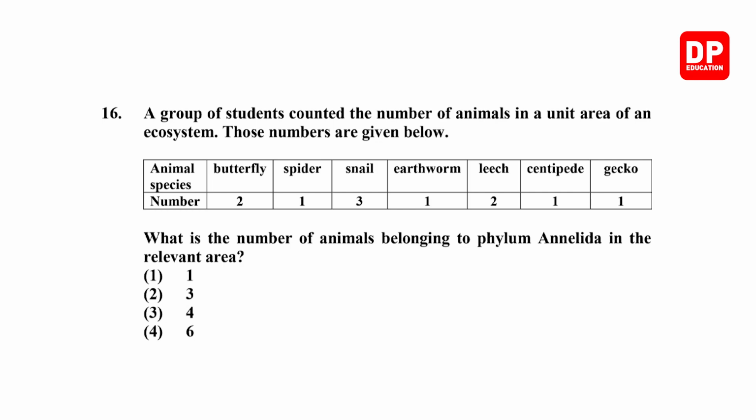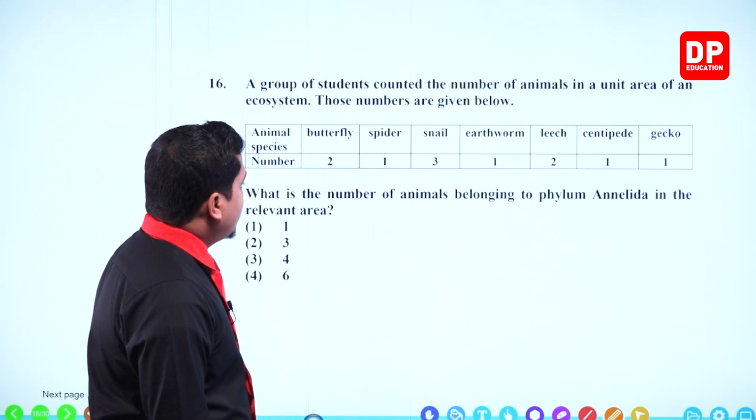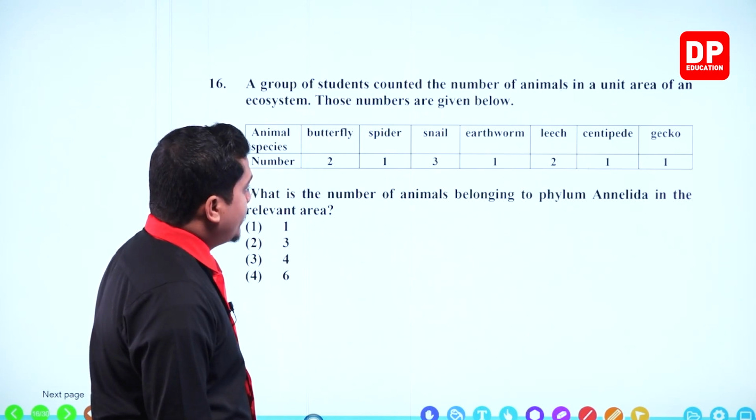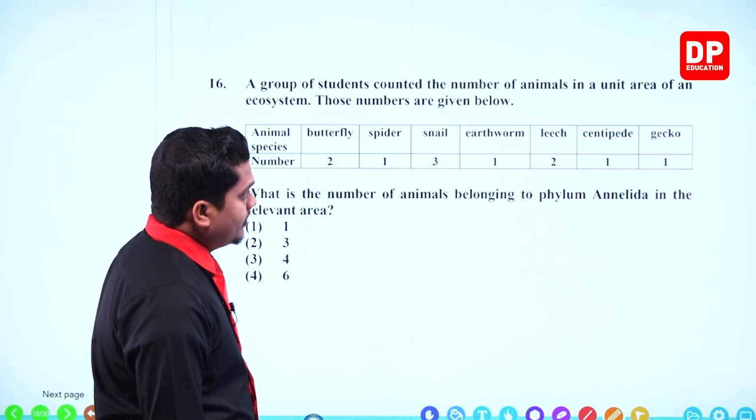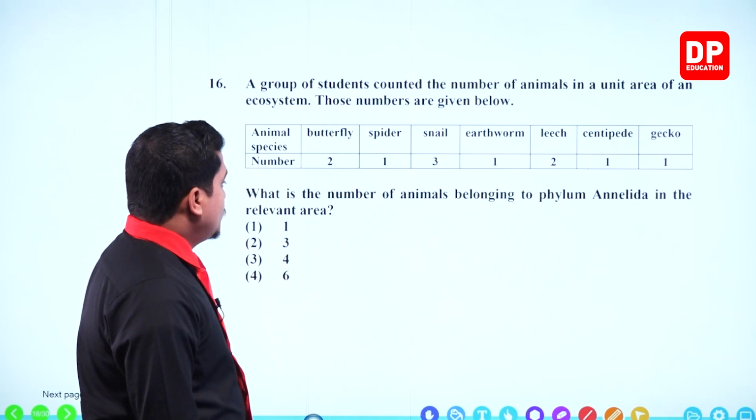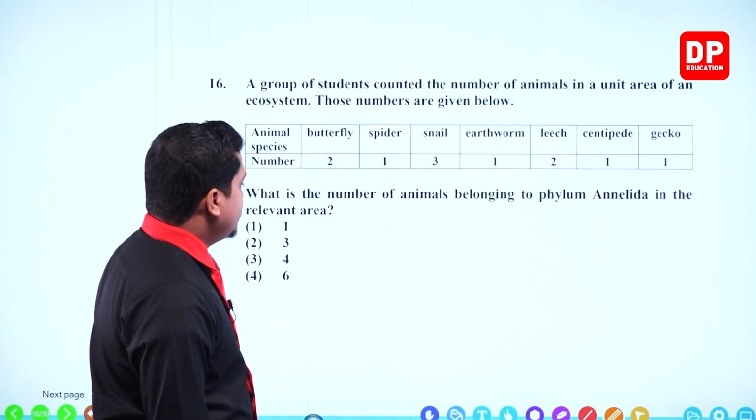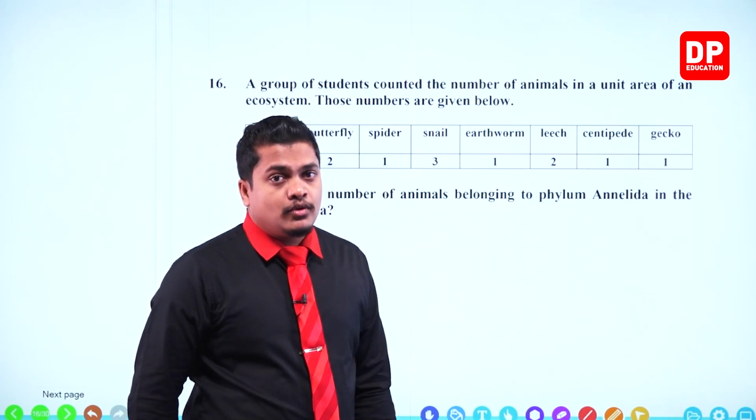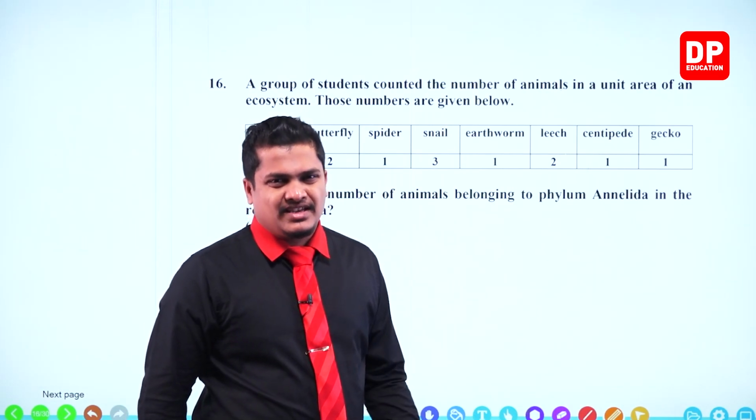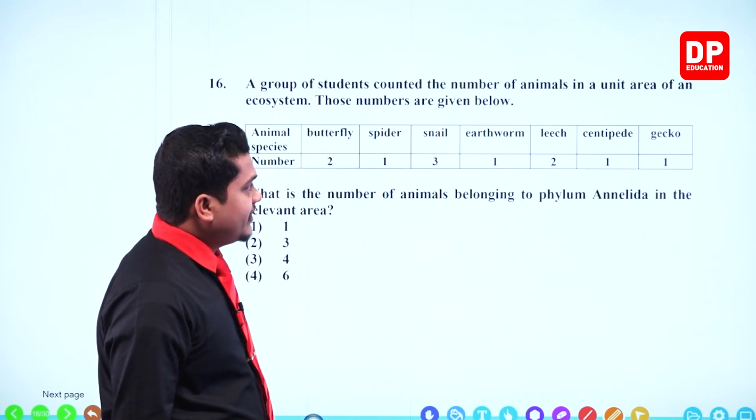Question number 16 then. A group of students counted the number of animals in a unit area of an ecosystem. Those numbers are given below. Butterflies 2, spiders 1, snails 3, earthworms 1, leech 2, centipedes 1, gecko 1. What is the number of animals belonging to the phylum Annelida in the relevant area? Annelids, segmented worms, right? Annelids are also referred to as segmented worms, or we can just say worms, right? So identify the worms given here.